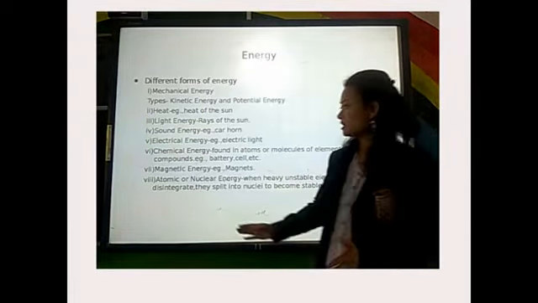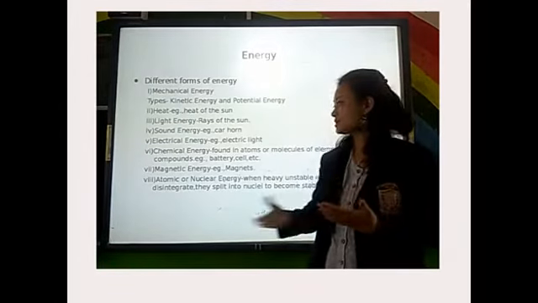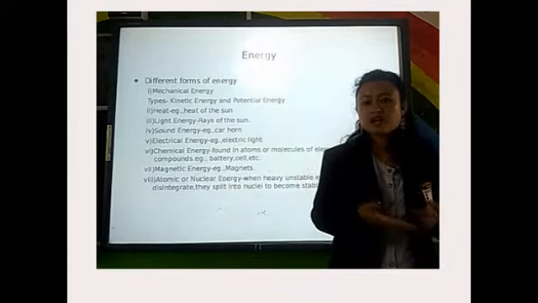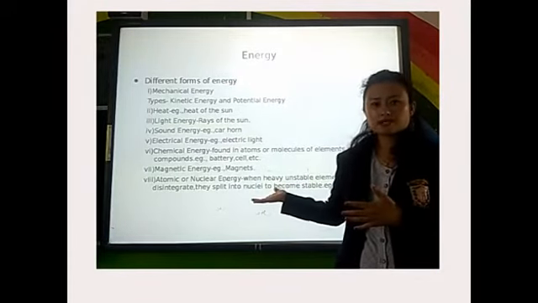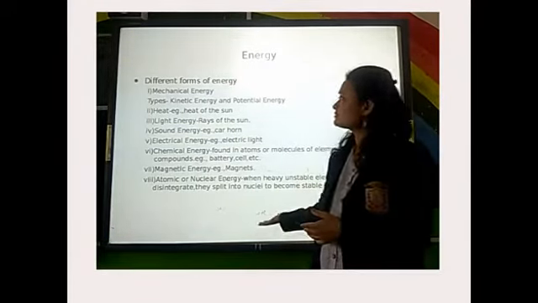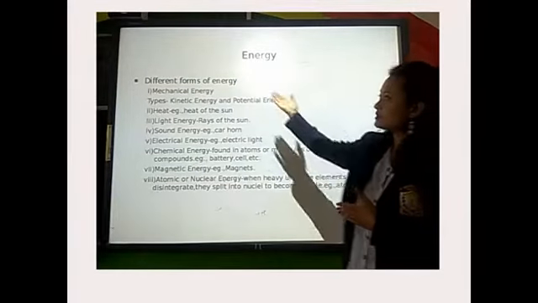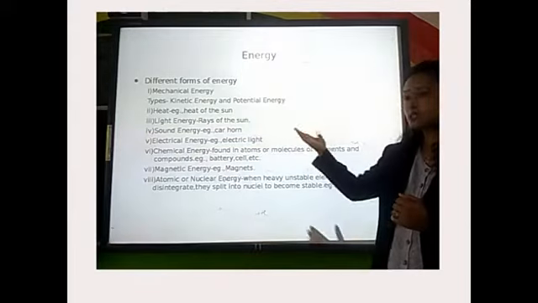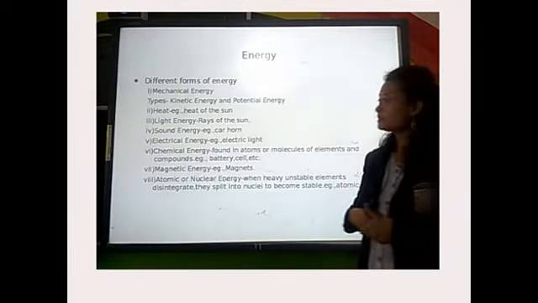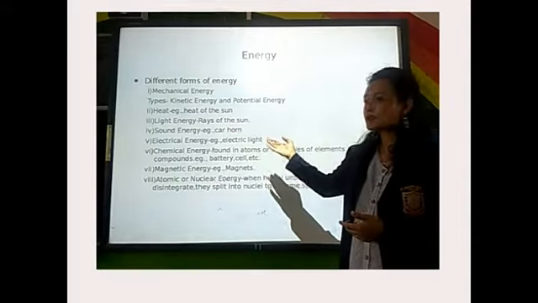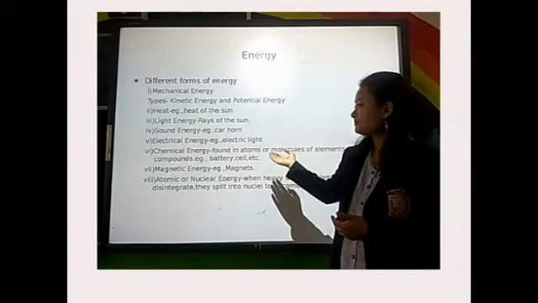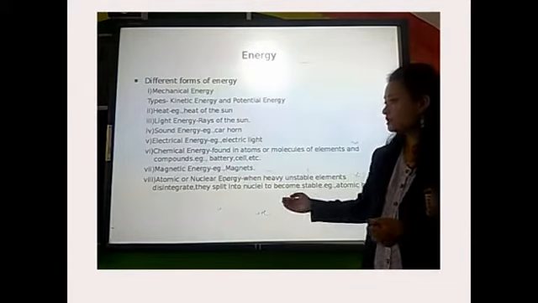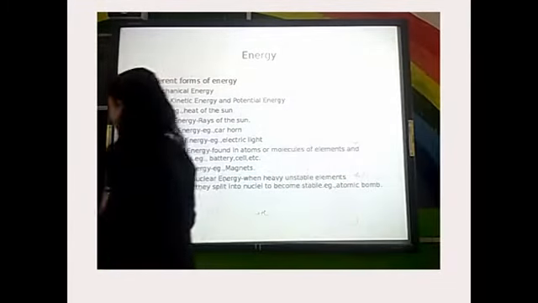There are many uses of atomic or nuclear energy, which is used in the atomic bomb, the hydrogen bomb, even nuclear power plants. So these are the different forms of energy. The first one is mechanical energy. Second one is heat. The third one is light. Fourth, sound. Fifth, electrical. Sixth, chemical. Seventh, magnetic. Eighth, atomic or nuclear. So these are the different forms of energy.